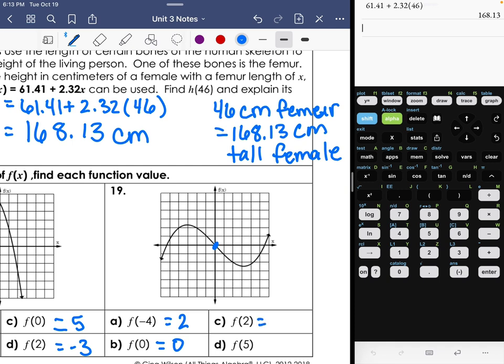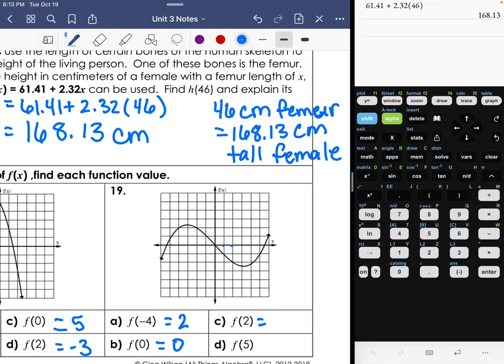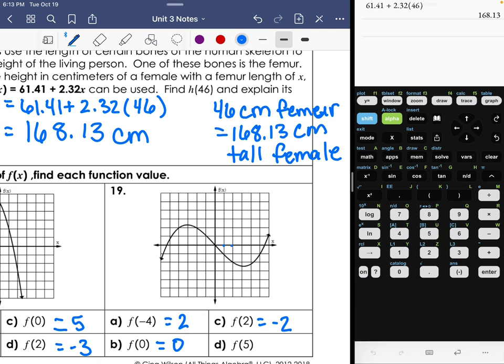All right, then for 2, we're going to go over 1, 2, and then we're going to get to -2 on the y-axis. And then for the last one, we're going to go over to 5. 1, 2, 3, 4, 5. And that one is at -1. So that's how you do that.